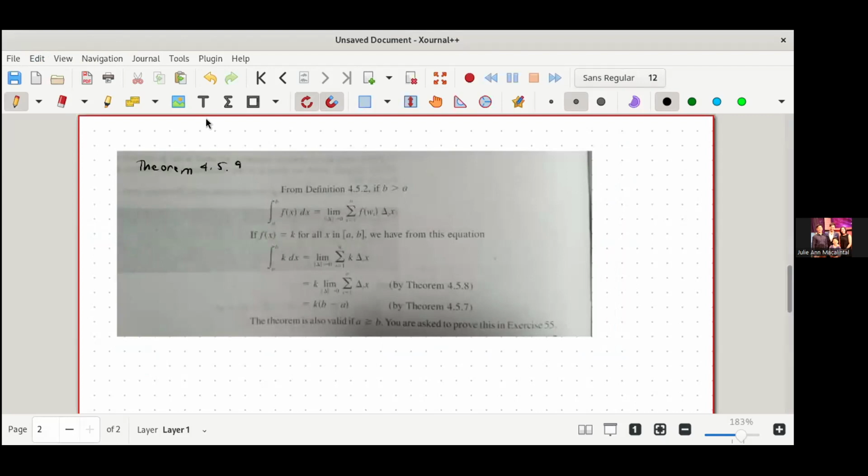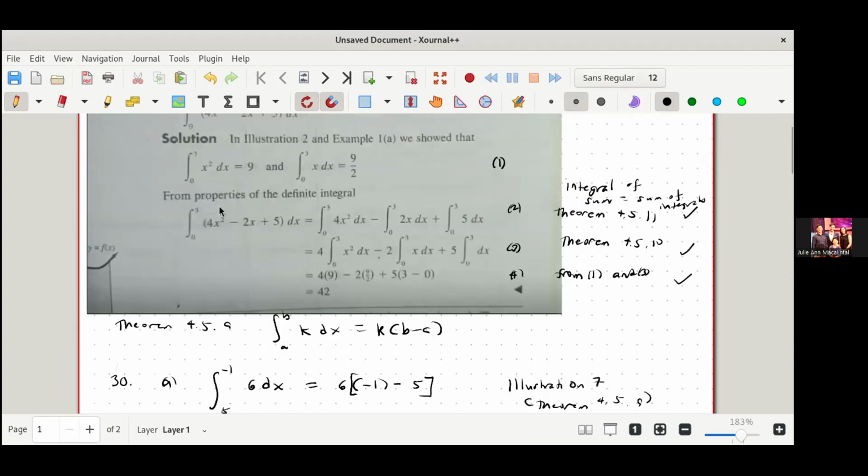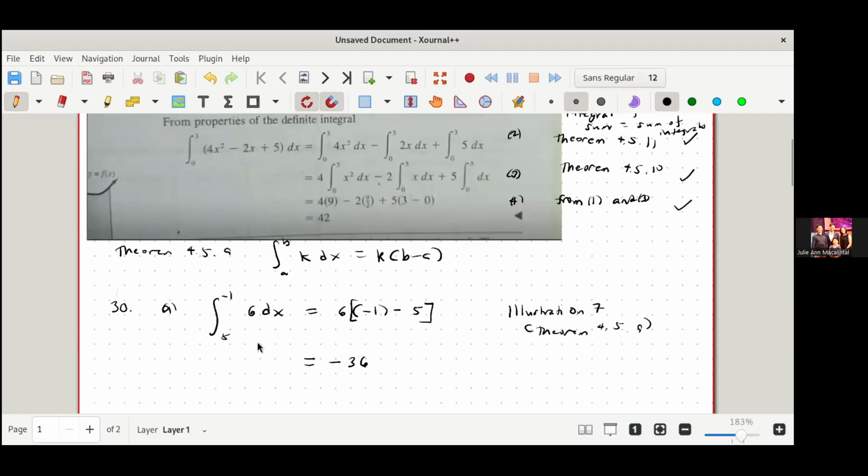Tapos ang result, the integral from a to b of f of x dx, a to b of k, so some constant times dx is equal to constant times b minus a. Yan yun. So, pakituloy lang yung 27, yung 20, 29. Sagutin mo lang siya, tapos patingin lang na sagot mo.